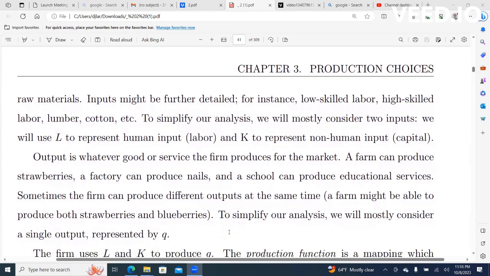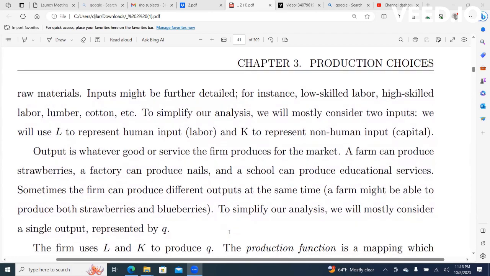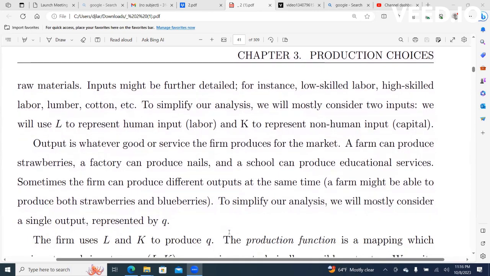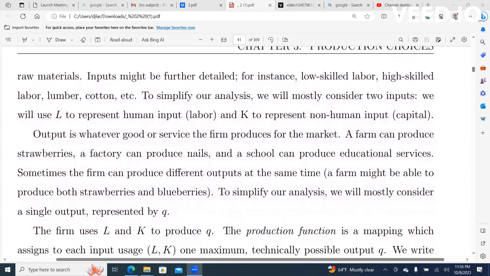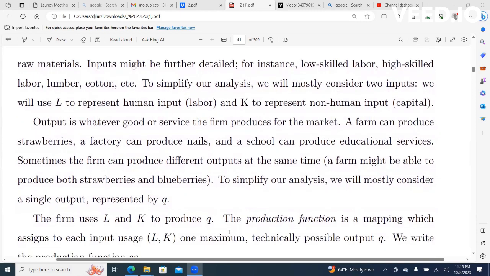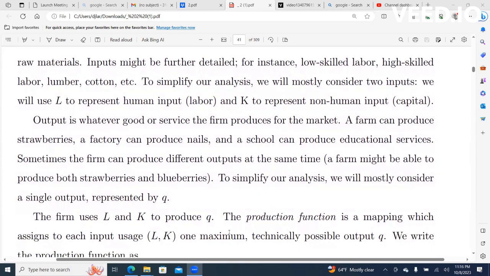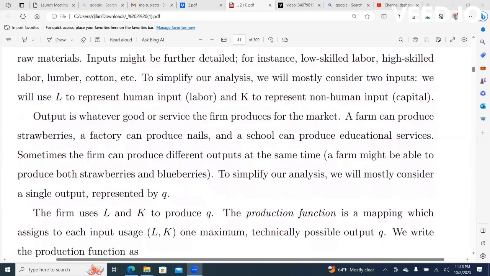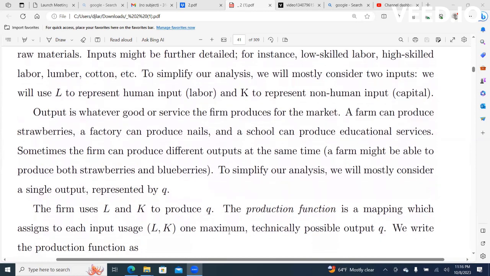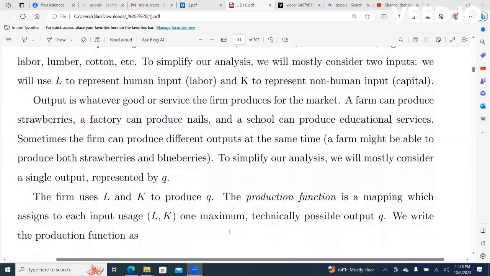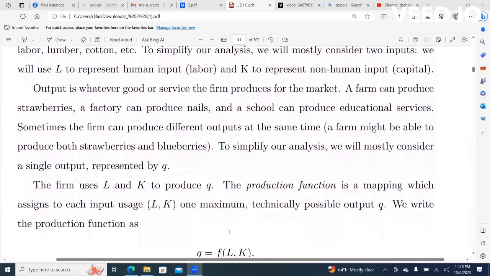We will use L. We started with this in the last video. So we will use L to represent human input, labor, and K to represent non-human input, capital. Output is whatever good or service the firm produces for the market. A farm can produce strawberries, a factory can produce nails, and a school can produce educational services.